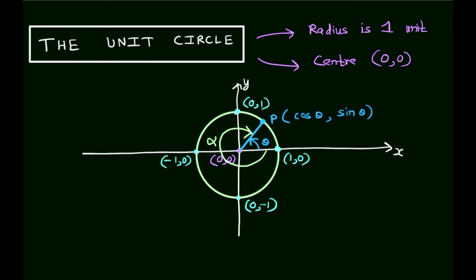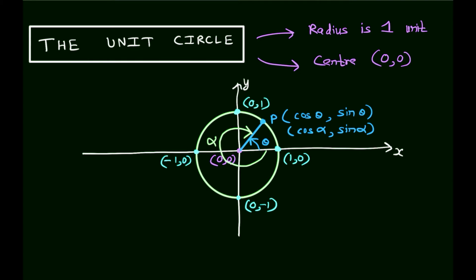So another way of writing the coordinates of this point will be cosine of alpha, comma sine of alpha. So as long as you're measuring the angle from the positive x-axis, no matter if it is a clockwise angle or anti-clockwise angle, the coordinates of point P can be written as cosine of the angle, comma sine of the angle.